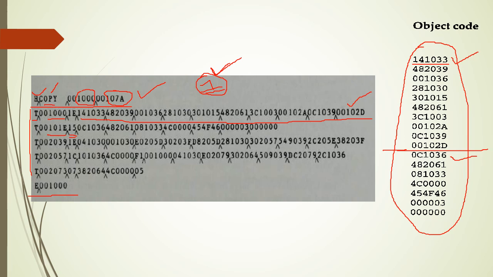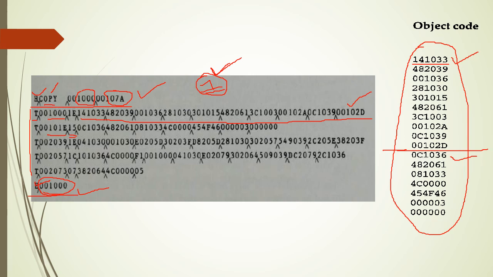In the same way you have to write the remaining instructions of the object code into the object program. Finally you have to write the end record. The end record starts with E. Along with the end record you mention the address of the instruction from where it has to start its execution. Here 1000 is the starting address. So this is the structure of the object program.